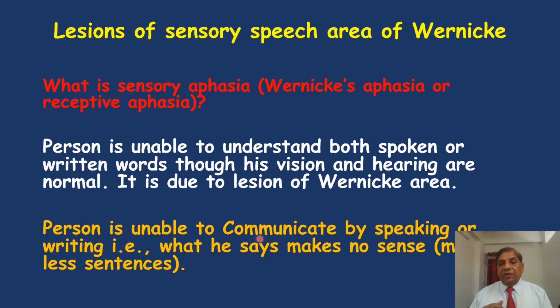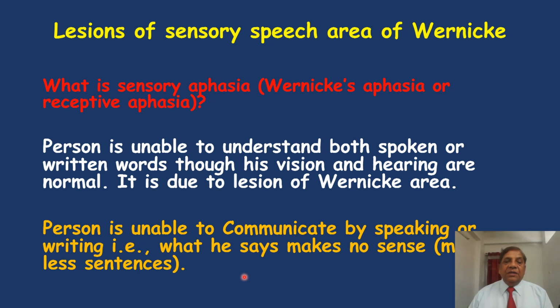So the person is unable to communicate, because he becomes unable to communicate by speaking or by writing. If you ask him to say what he has heard, or what he has read from the written words, he will not be able to speak their meaning, or even write and tell the meaning of that. What he says will not make any sense. He may speak, because his speech is normal, but whatsoever he speaks will be irrelevant. Whatsoever he writes will not have any sense. There is no meaning in what he is speaking or writing.